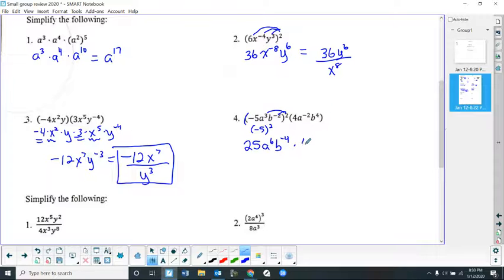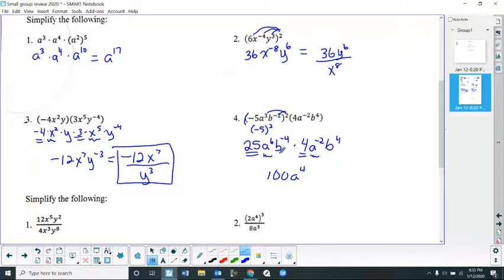Times, I have nothing to share here, so I can just bring this down. Okay, now I'm going to go ahead and multiply my numbers. 25 times 4 is 100. I have a to the 6 times a to the negative 2. I'm going to add my exponents. 6 plus negative 2 is 4.